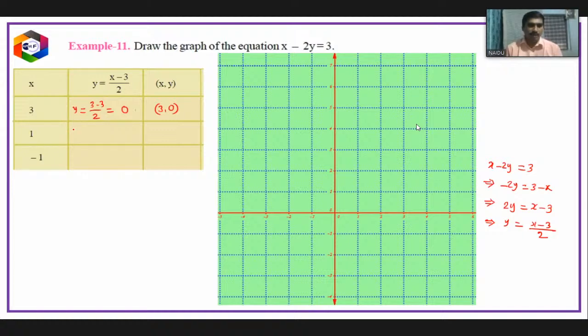So let us take the y value again. This is 1 minus 3 by 2. 1 minus 3 is minus 2, by 2, which will be minus 1. So the point will be 1 comma minus 1.